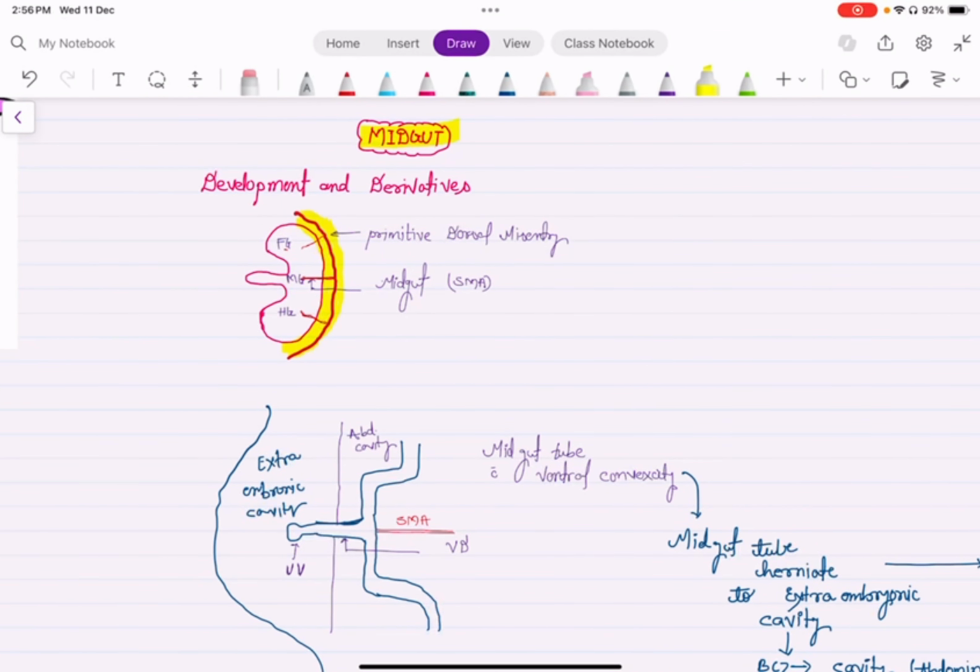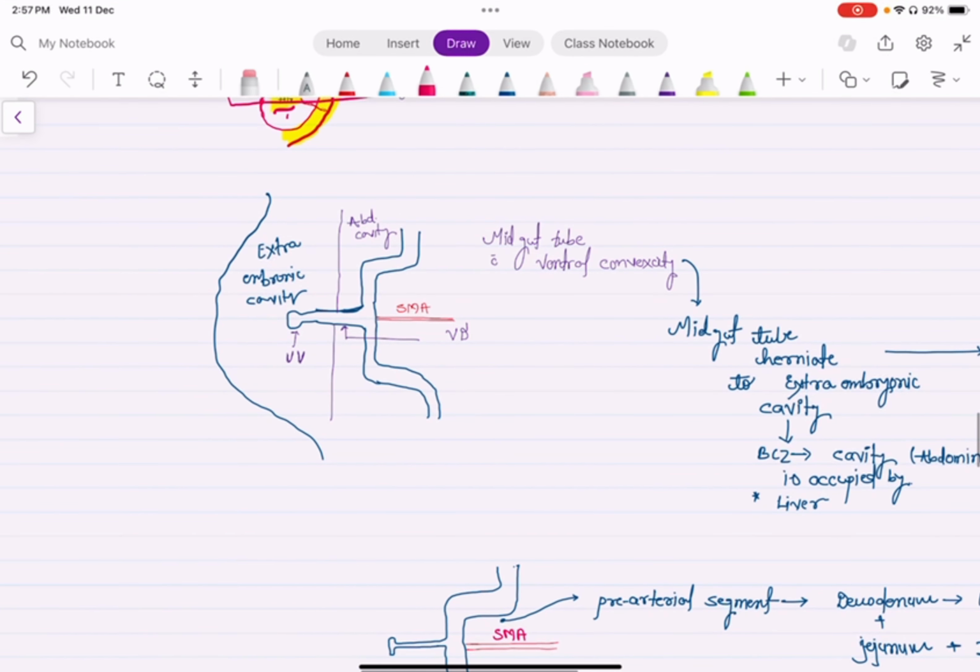Okay, this is the midgut. See this diagram. We show the primitive foregut, midgut and hindgut. Dorsally, the structure present is called the primitive dorsal mesentery, through which the dorsal aorta passes and gives branches to the foregut, midgut and hindgut. The foregut has its blood supply by the celiac trunk, the midgut through the superior mesenteric artery, and the hindgut through the inferior mesenteric artery. We'll discuss the midgut in this video.